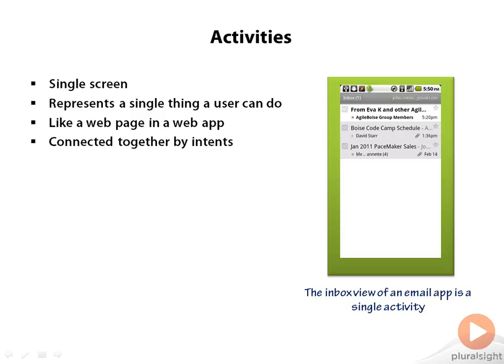And remember how I said that Android applications are loosely coupled together? Well, Android activities are connected by intents, which we'll talk about a little bit more in a bit. But the basic idea here is that one activity in your app might not explicitly call another activity, but instead express what it wants to do to the operating system, which will find the appropriate activity to do the action the user wants to do.